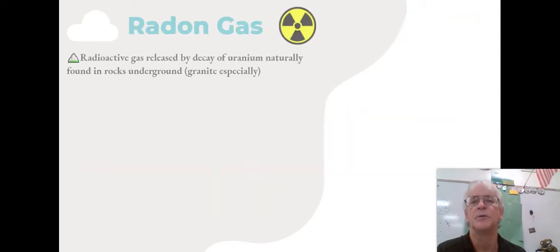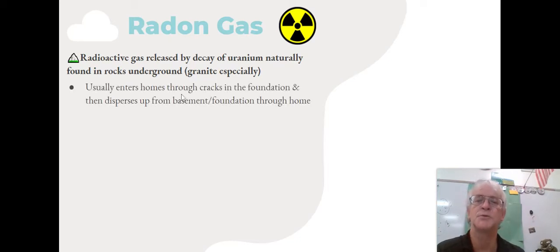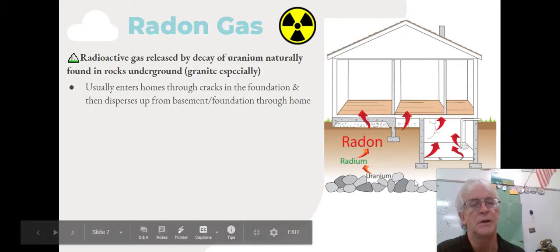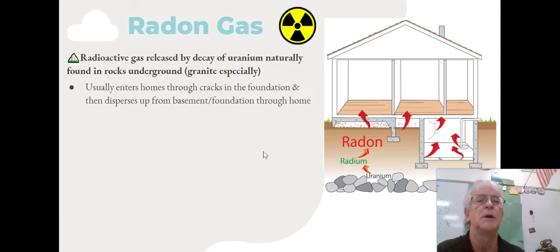Radon gas. Radon gas is a radioactive decay particle from uranium, naturally found in rocks. Some places have it higher than others. For example, up by Santa Barbara area, they have a higher level of radon. So it usually enters the home through cracks in the foundation and then goes up through the basement foundation into the rest of the house. If there's uranium below, radon goes up, and if there's cracks in the floor or in the walls, it will get into the house.